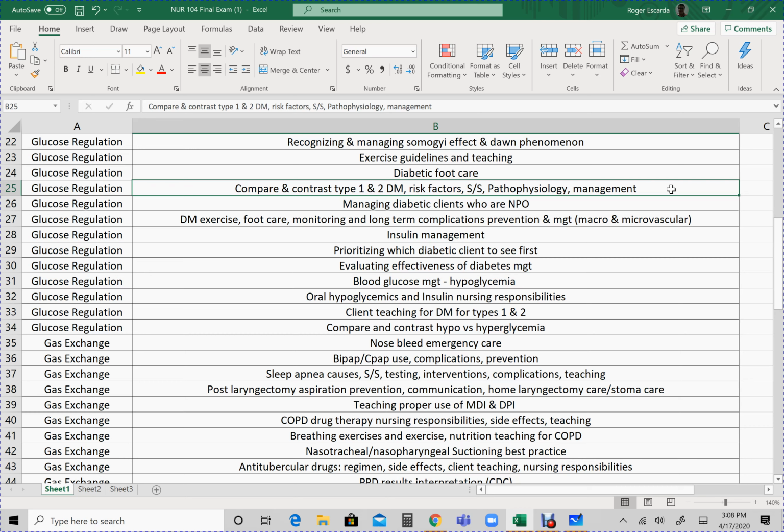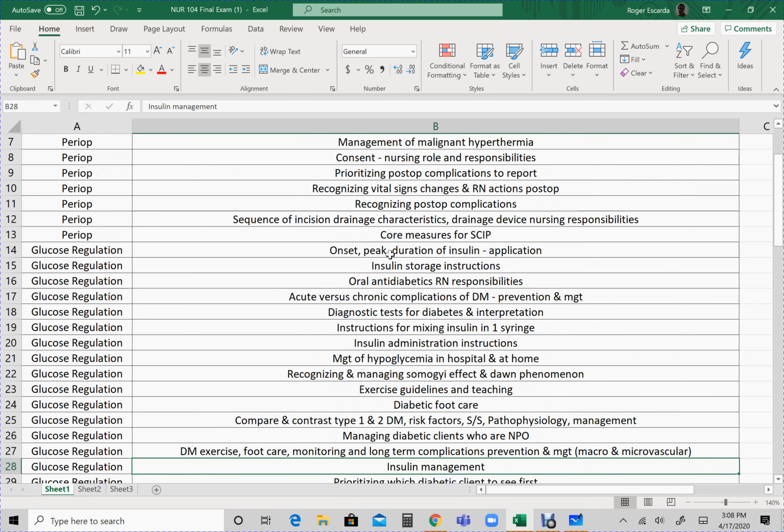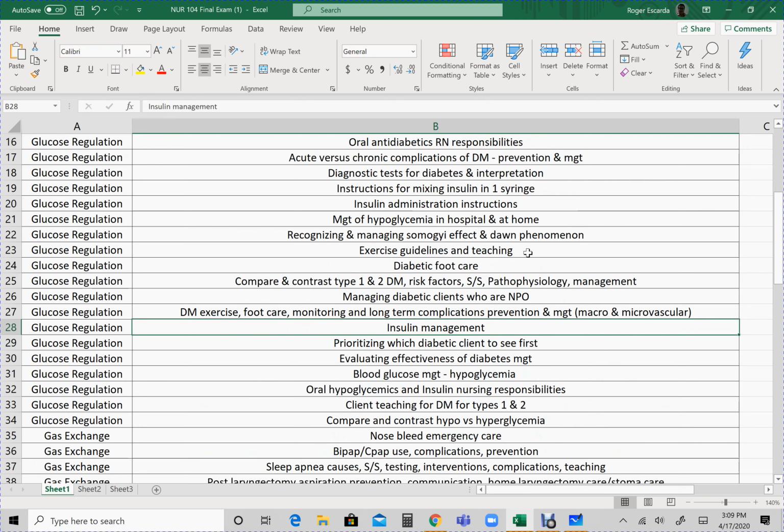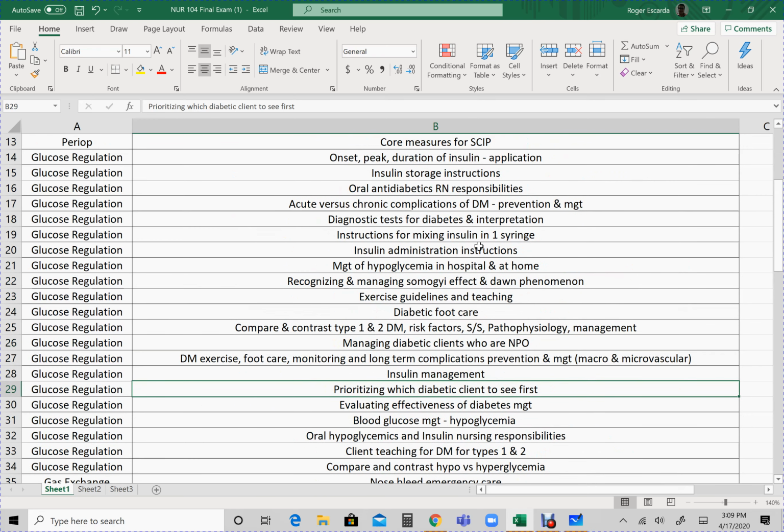Then we have, that means there's 2 questions on this topic because it's been mentioned more than once already. Insulin management, this is the same as line number 14, onset, peak, and duration. And another here. Which diabetic client to see first?